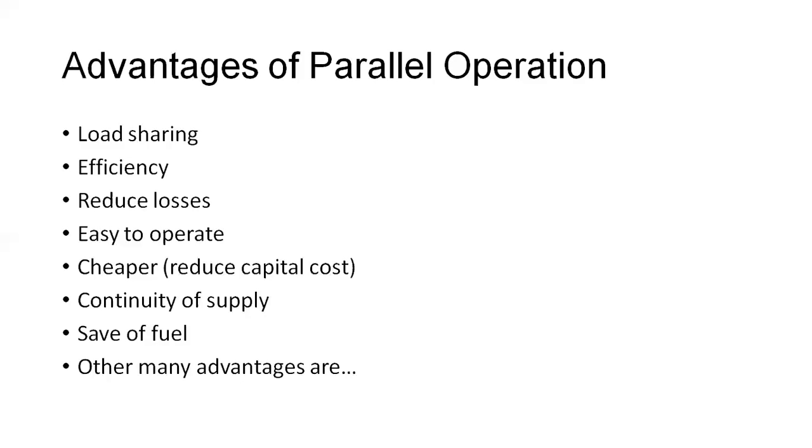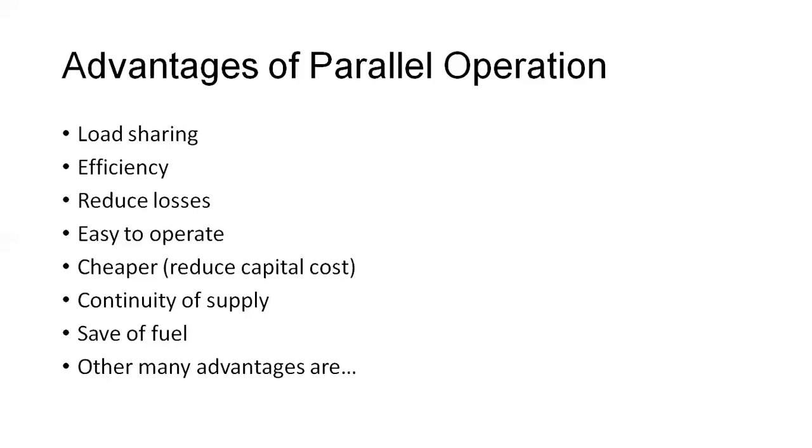Continuity of supply is another very important point. There you can rely on the supply. It is not a problem. There is a continuous supply we can achieve. And there are so many advantages, like saving of fuel also. But most importantly, we can concentrate on the reasons as well as the advantages of the operation.